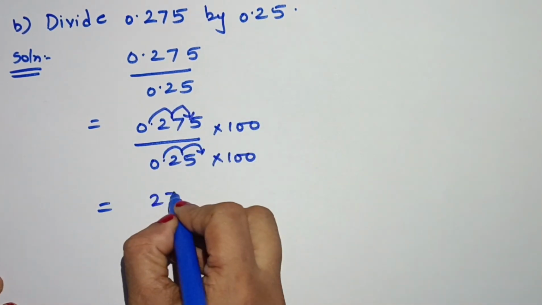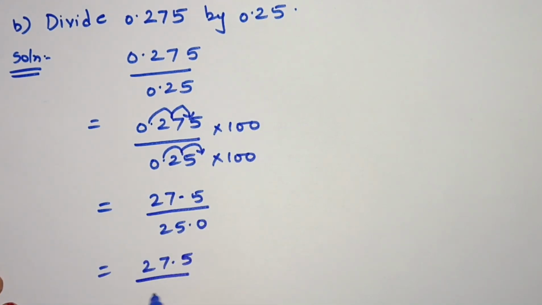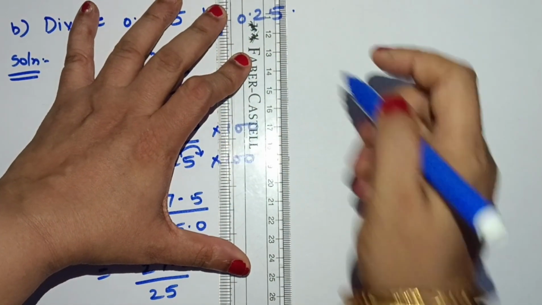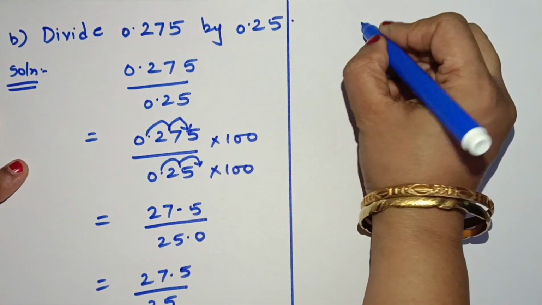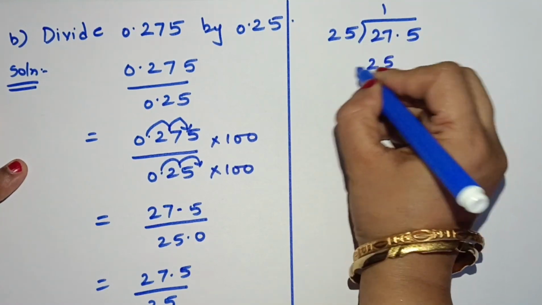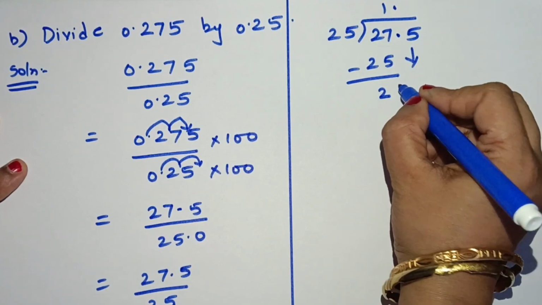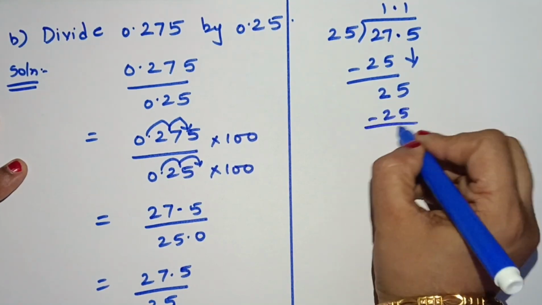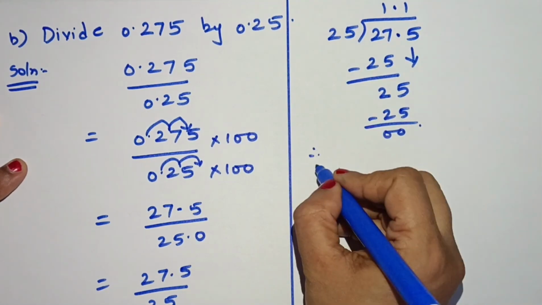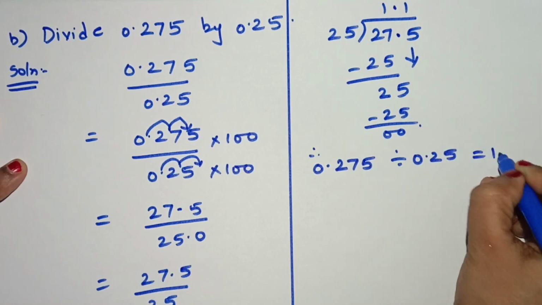Fine. Now 1, 2. It's like equivalent fraction. So 27.5 divided by 25.0. It's nothing but 27.5 divided by 25. Fine. Now just divide it as a normal division. 27.5. 25 ones are 25. You have decimal point, place it in the quotient. Bring down the 10th place. So your final answer is what? Therefore 0.275 divided by 0.25 equals 1.1.